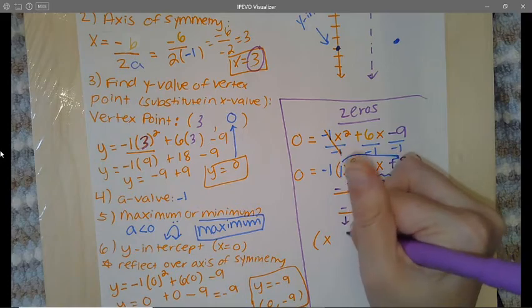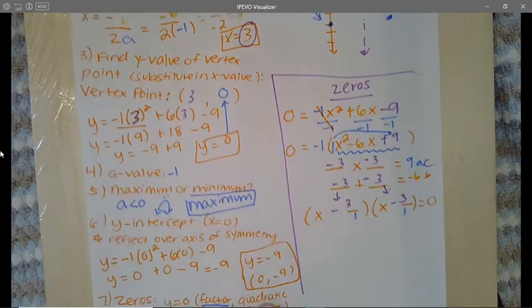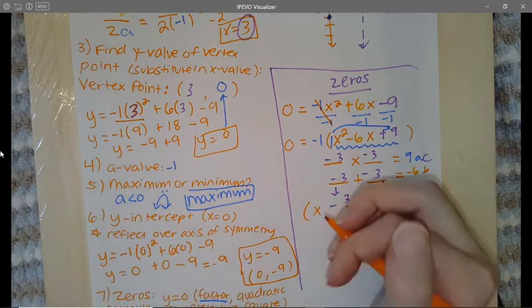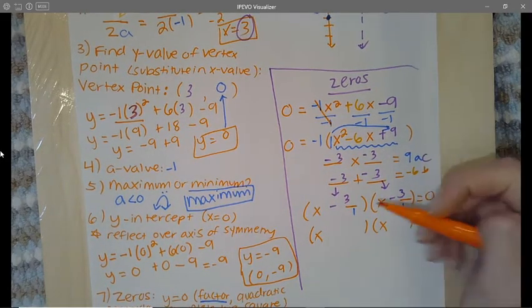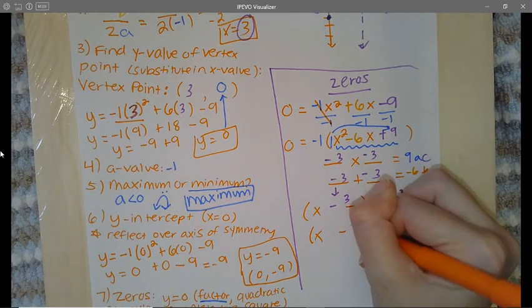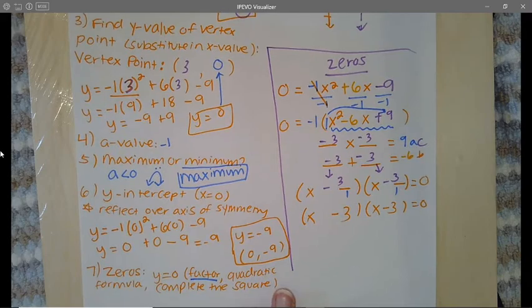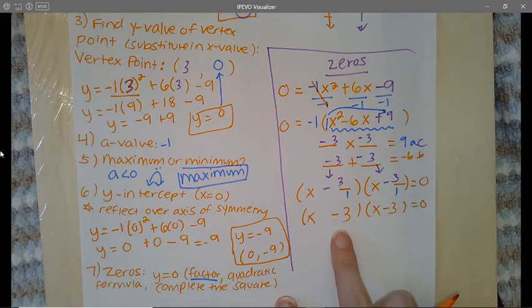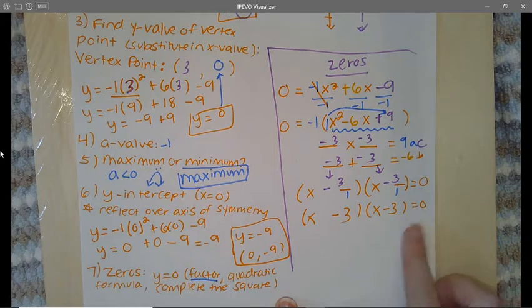Okay, so I'm going to bring these on down. All right, I'm going to simplify each of my parentheses. Negative 3 over 1 is negative 3. So both of these are going to be x minus 3. Okay, and then the last step to figure out the zeros, I have something times something equals 0. So that means that at least one of these has to be 0.